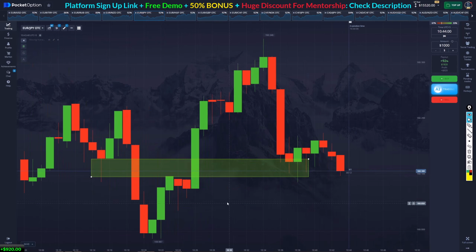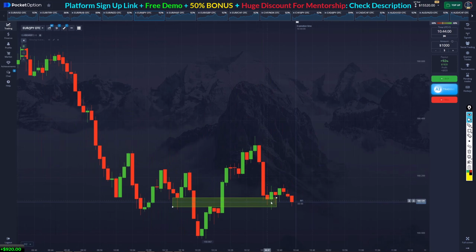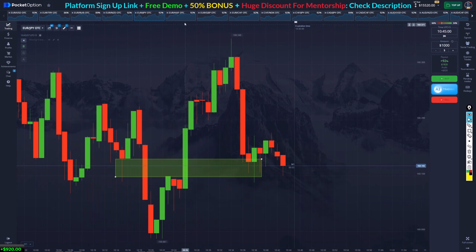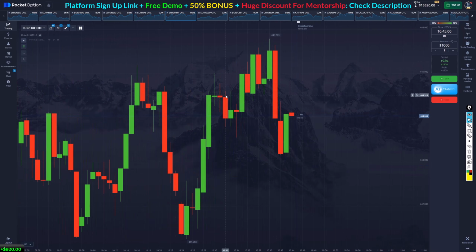And also we have the supply area, which is touching it. And I'm pretty sure in lower time frame we have something, but since we don't have higher time frame confirmation, I would avoid this trade. And I would say it's an invalid trade.